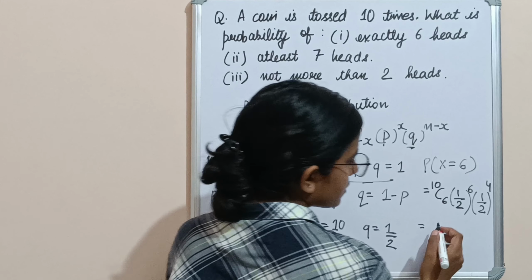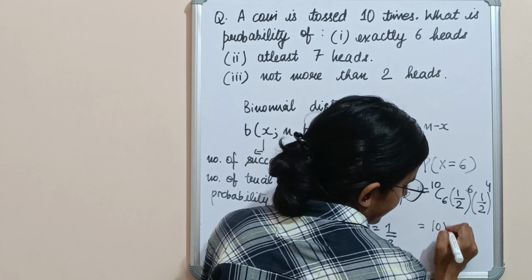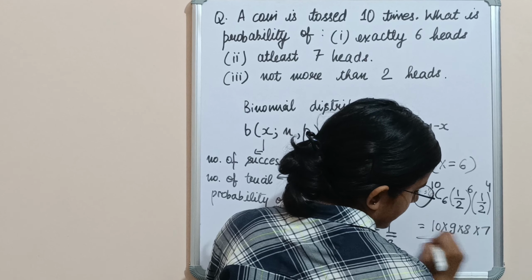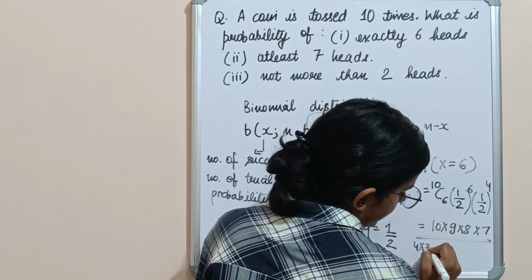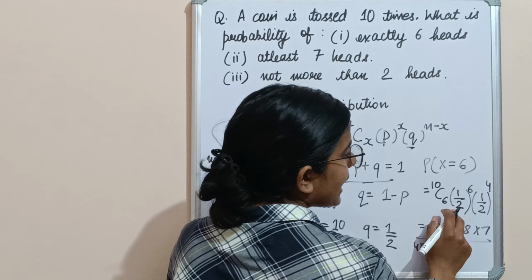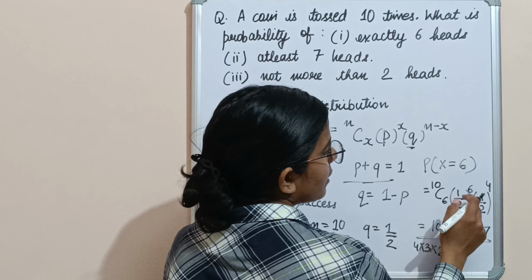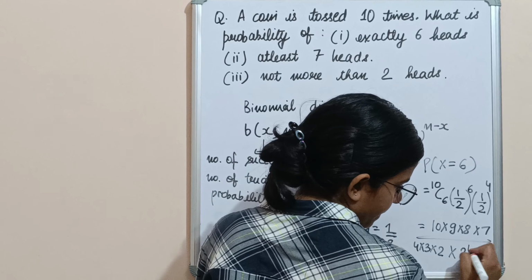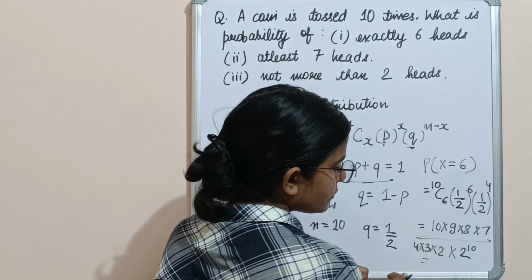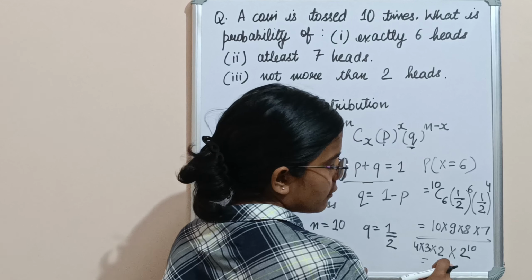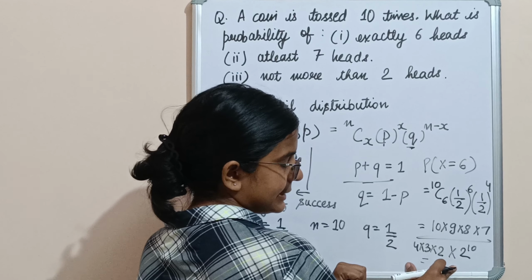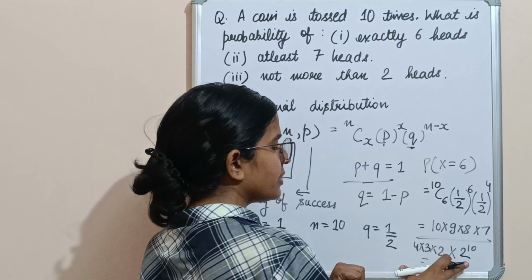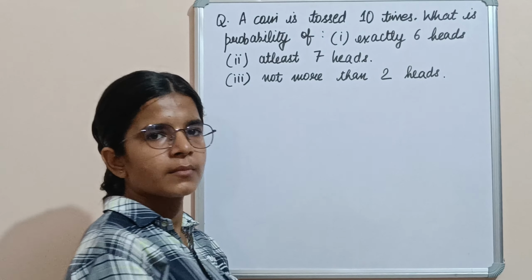Now solving this, 10 into 9 into 8 into 7 divided by 4 into 3 into 2, and this will be equal to 1 by 2 raised to power 10 times that. Now we can solve this or we can leave this as it is. This is our expression which will give us our answer.